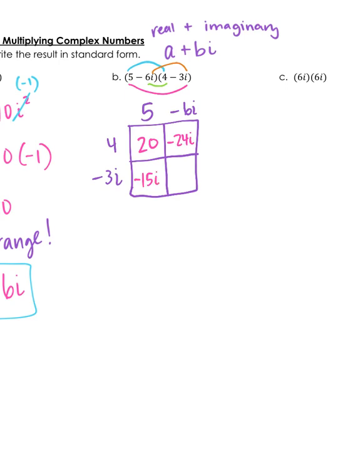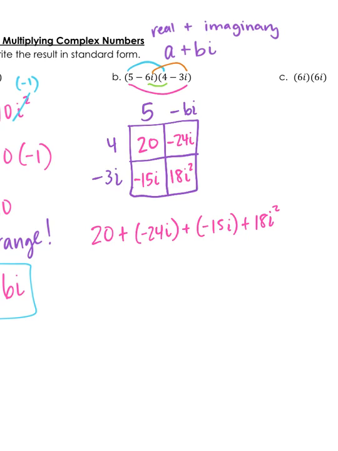And negative 3i times negative 6i, I've got a negative times a negative becomes positive. 6 times 3 gives me 18. And then i times i gives me i squared. So I'm going to start off writing those together. So 20 plus negative 24i plus negative 15i plus 18i squared. Now, if you just want to write 20 minus 24i minus 15i plus 18i squared, that's fine too. It's totally up to you.